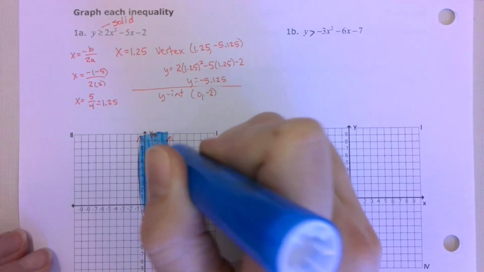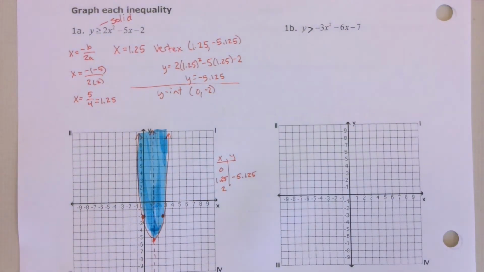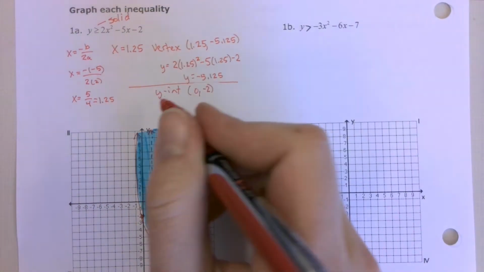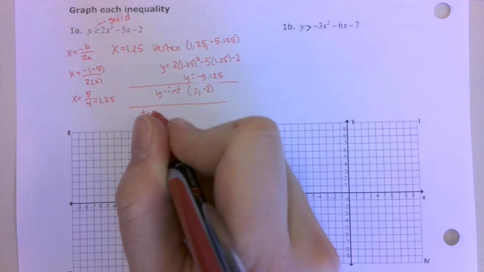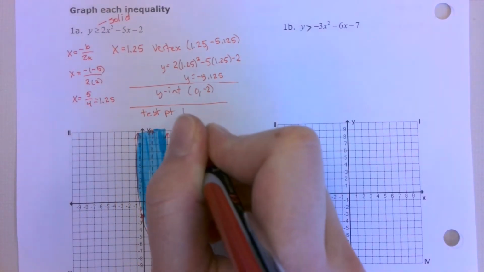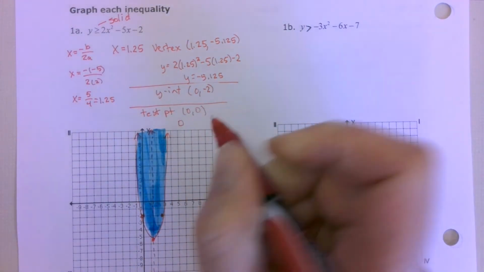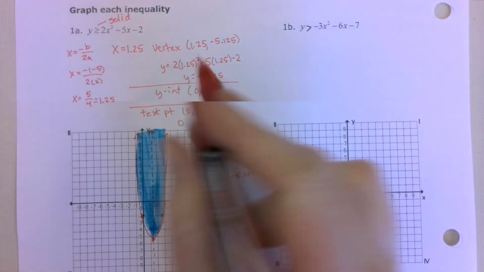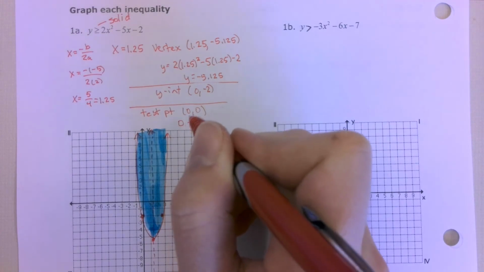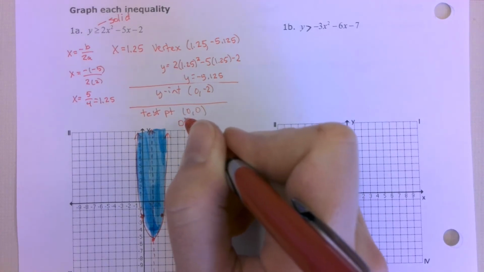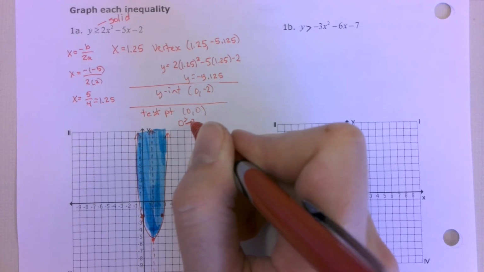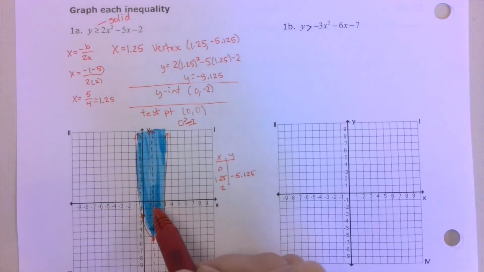If you want to be sure of your shading and you want to use a test point, the easiest test point again to test the shading is 0, 0. And I put 0 in for y. I will get out that -2. So is 0 greater than or equal to -2? And it is, so that point should shade, and that is inside the graph.